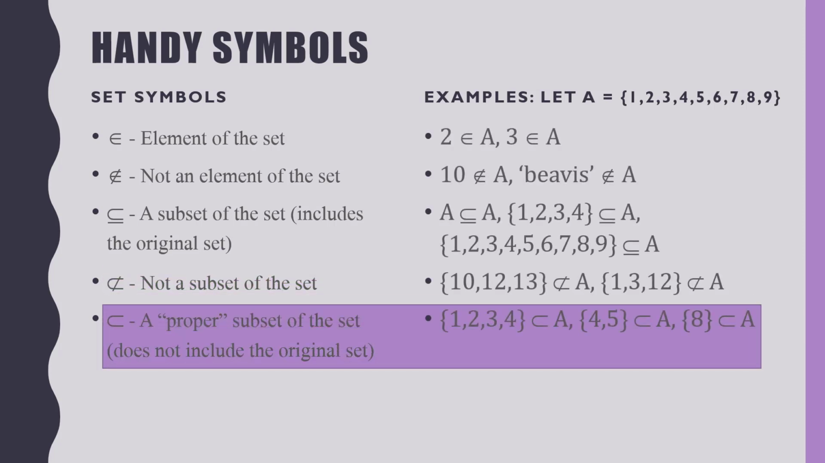Last one. This is a proper subset, right? 1, 2, 3, 4 is a proper subset of A. But just a minute ago, I also pointed out that that's a subset of A. It is a subset and a proper subset. Dig it? Okay? 4 and 5 is a subset, 8 is also a subset, okay?